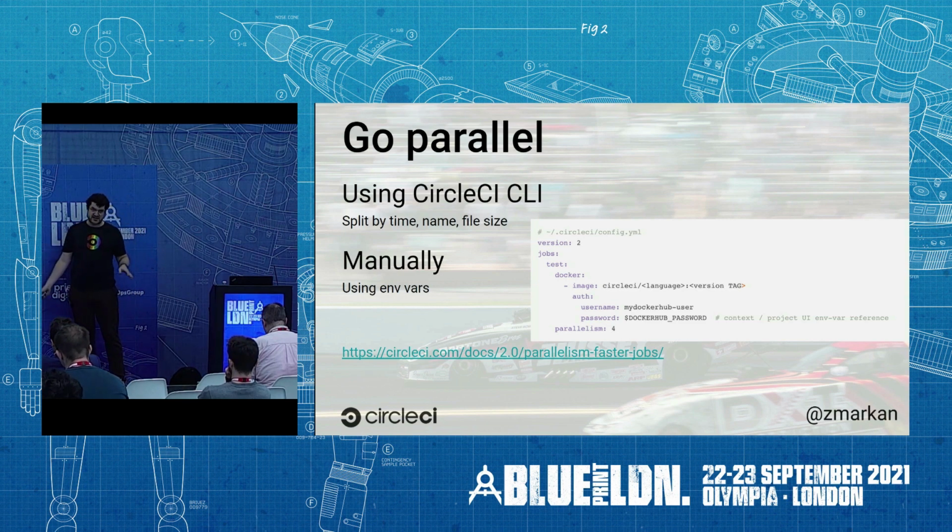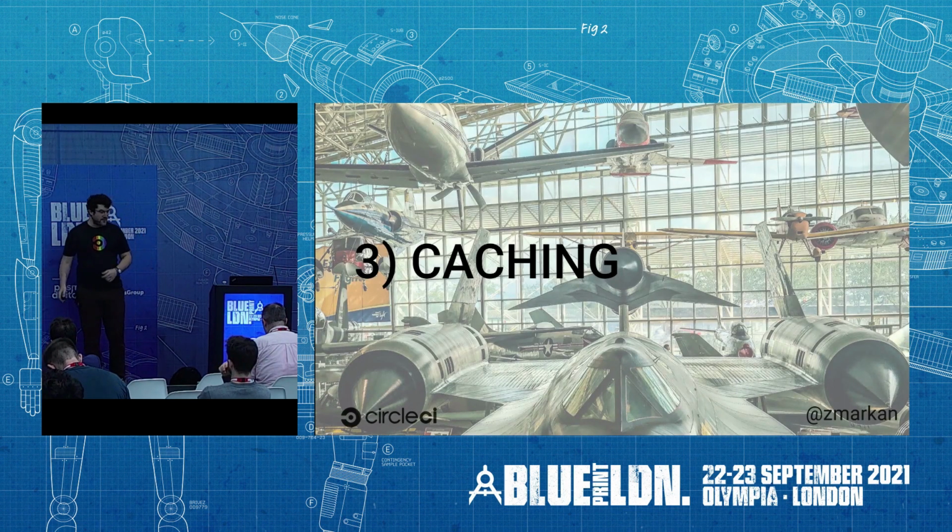There are other techniques. You can do it manually using environment variables that you inject into your test jobs to identify, I want to run this test suite, or do it by file, by class, and so on. So yeah, we're running in parallel. We're running things on the best machines that we want. What's next? What else can we do?